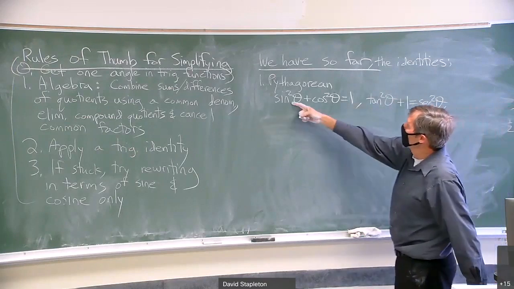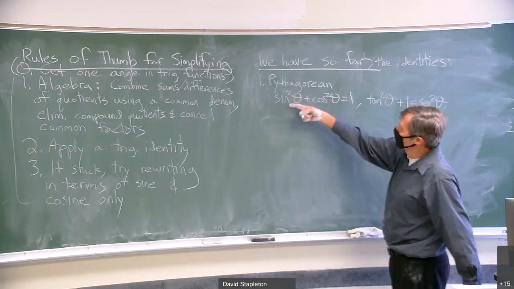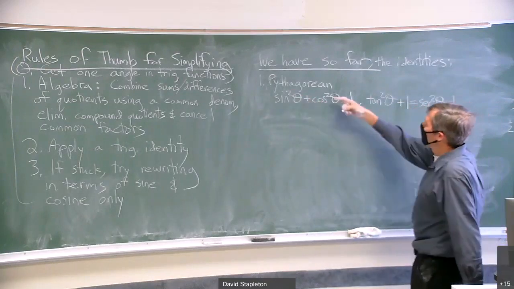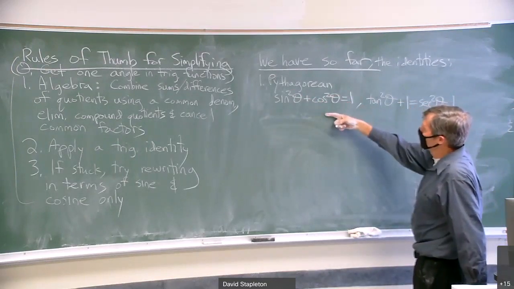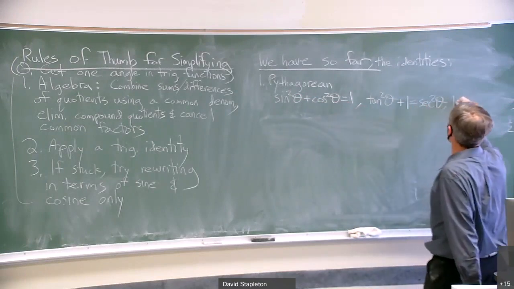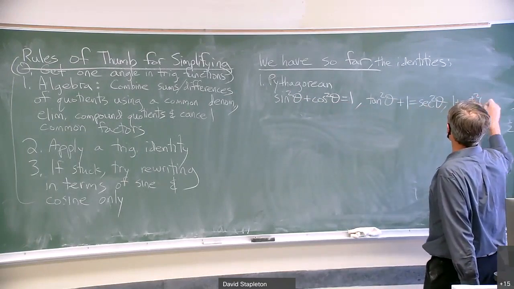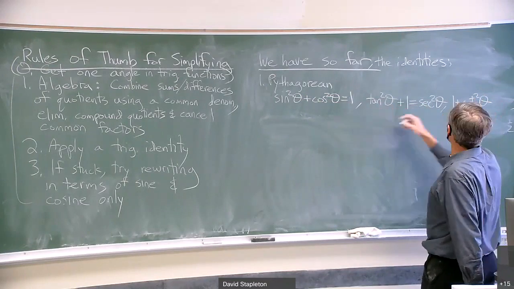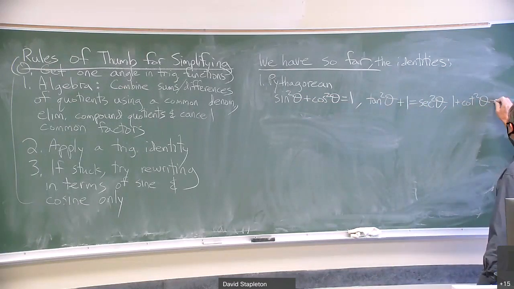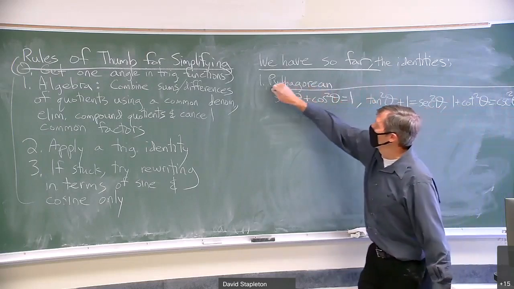Now, if instead you divide this through by sine squared, then sine squared over sine squared is 1. Cosine squared over sine squared is cosine over sine squared, or cotangent squared. And 1 over sine squared is cosecant squared. There are the Pythagorean identities.